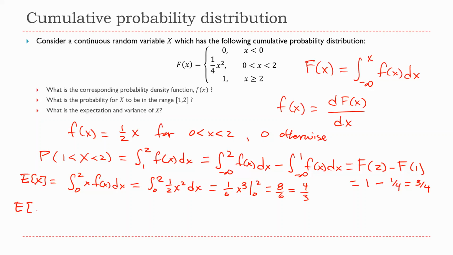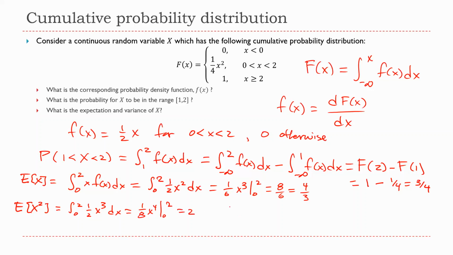Now to calculate the variance, we need to know the expectation value of x squared. So we're integrating from 0 to 2, 1/2 times x cubed. And that gives us 1/8 times x to the 4th, evaluated from 0 to 2. So that would be 16 over 8, or 2.